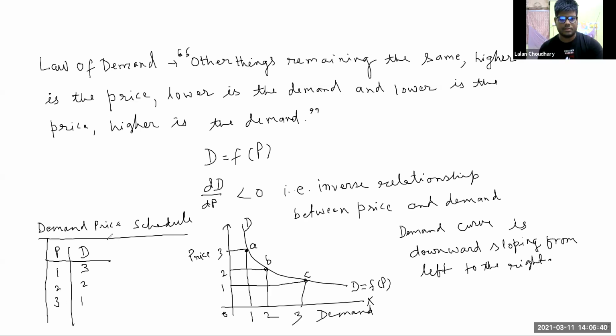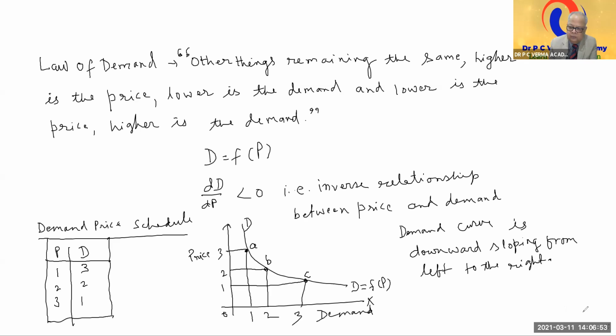Sir, this whole demand should be for a single consumer, or there can be multiple consumers in this demand curve? Single consumer. Multiple consumers will be market demand.